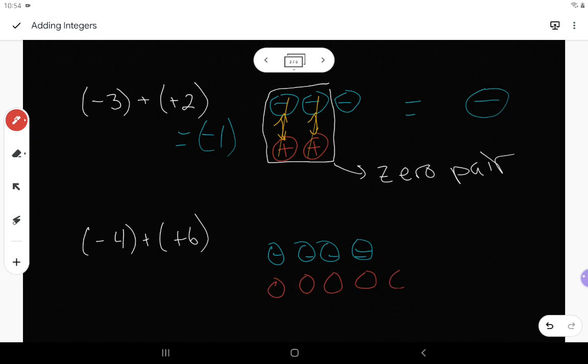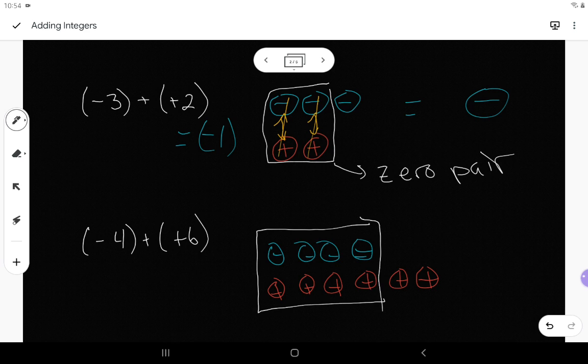And you can see here that, again, I'm going to have an integer chip battle. And some of the positives and negatives are going to go away. They're going to make a zero pair. They're going to be eliminated. These guys here, 4 negatives and 4 positives, they all cancel each other out. They make what we would call a zero pair. And now I'm left with these 2 positive chips left over.